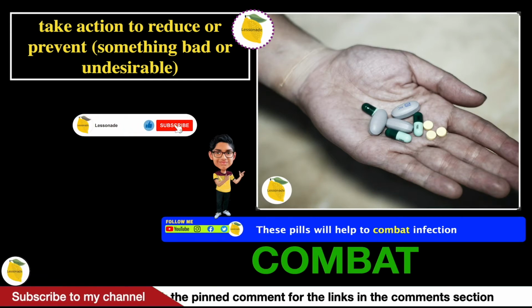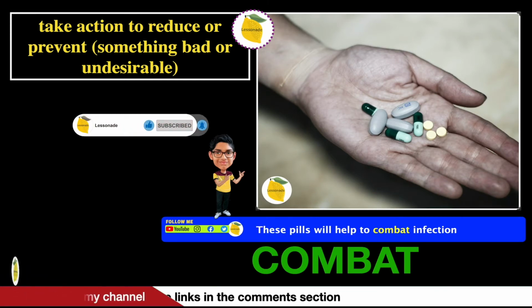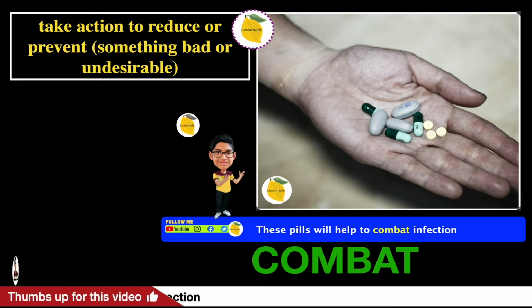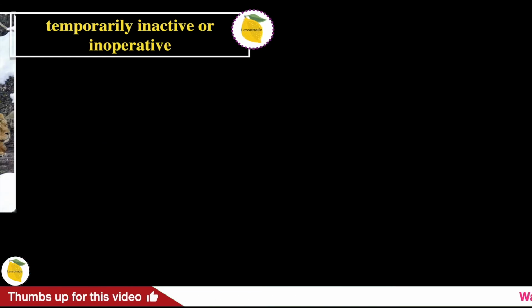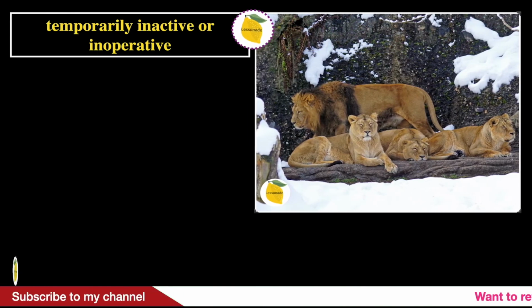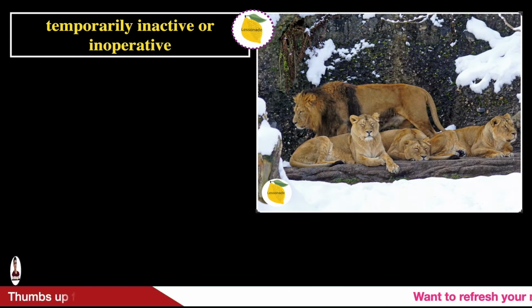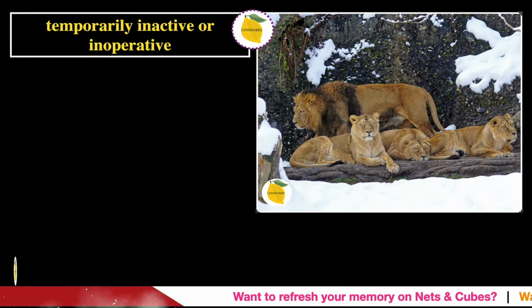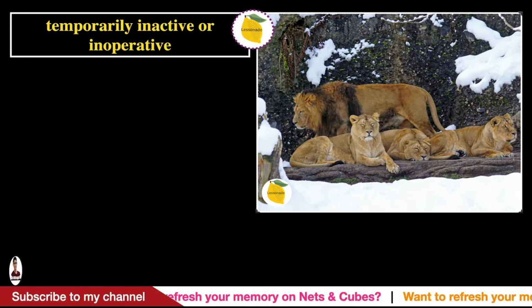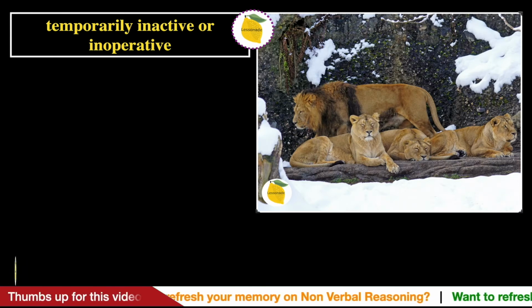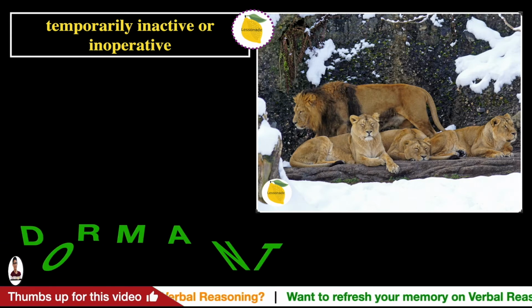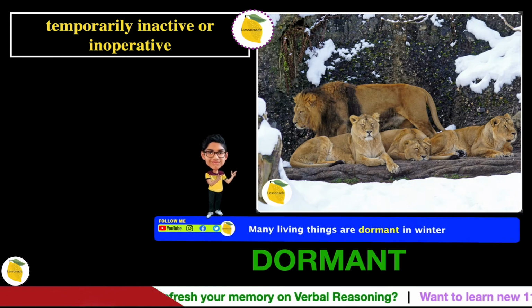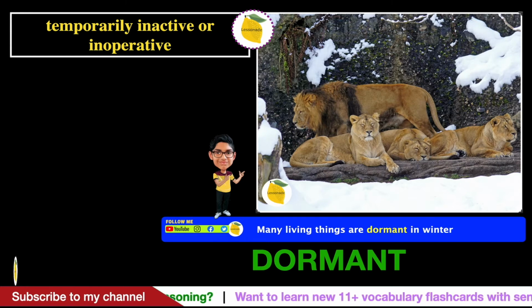So once again, before we go on to the next one, let's try to recall the previous slide, and the previous slide is in. The next one is temporarily inactive or inoperative. In this picture, we can see the lions are tired and therefore they're temporarily inactive or temporarily inoperative during winter. And therefore the word will be dormant. And the sentence for this word is, many living things are dormant in winter.